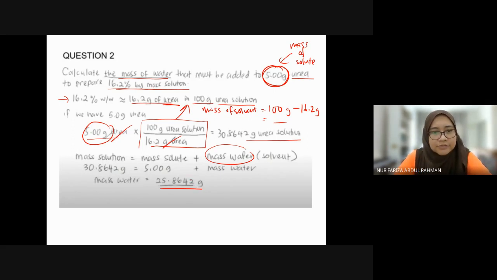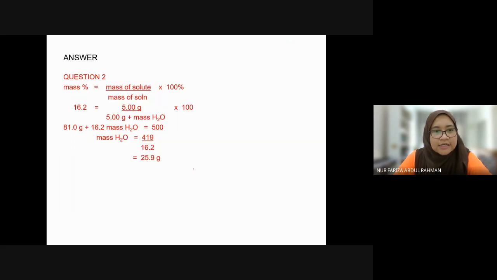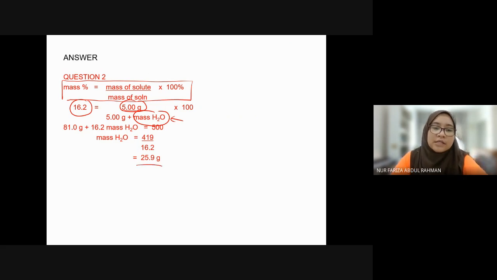Alternative to this answer, we can also use the formula of the mass percent itself. This is the percentage given, this is the mass of solute divided by the mass of solution. We do not have the mass of solution yet, but since this is the only unknown and we have all the other values already, we can solve for the mass of H2O. So this is the mass of H2O.